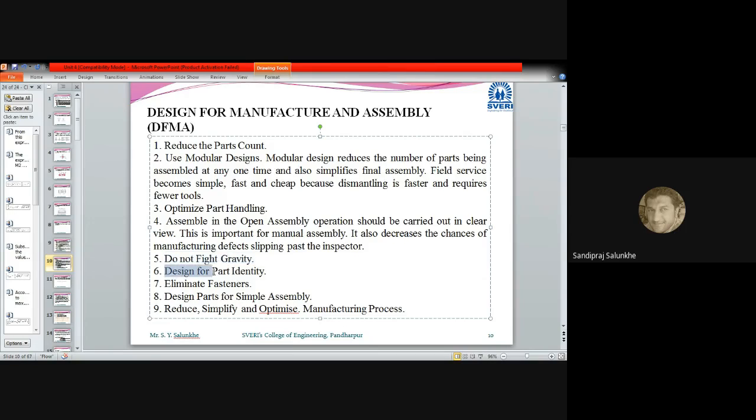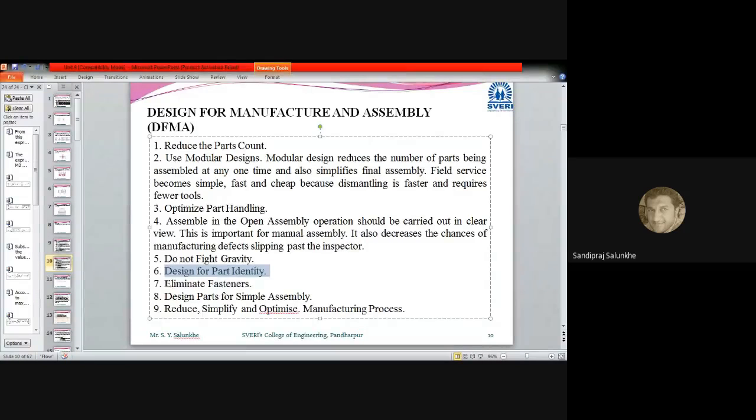The design for the part identifier. Each part should be identified separately. The worker should not get confused between different parts. The parts should not be identical. They should have separate identities.